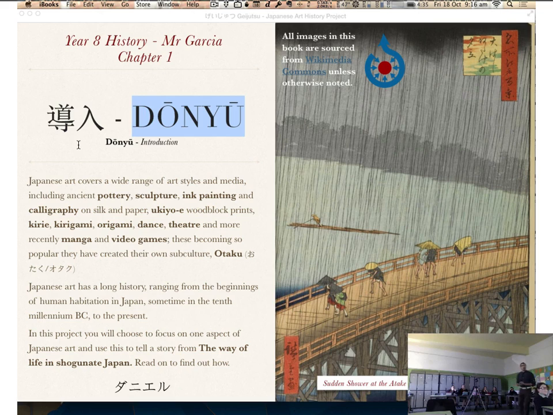So that's how they, and by that, of course, I mean Japanese people, spell this word, okay? And that's how we, using English characters, will spell this word, okay? And they both mean the same thing. In this case, it means introduction.